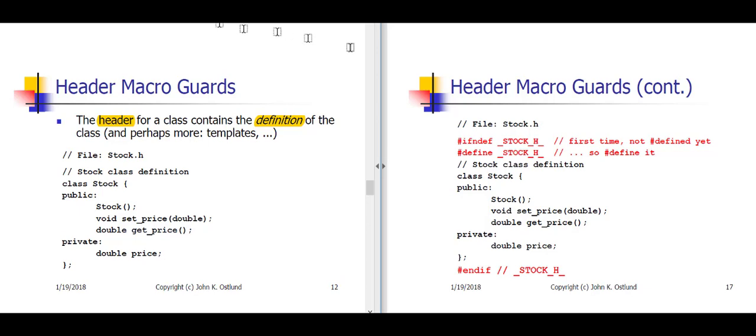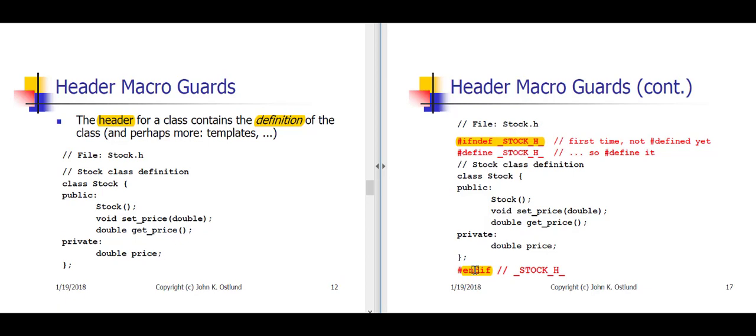So to get around this problem, what we'll do is put an if-and-def at the beginning of the code contained in our header. We're saying if this token _STOCK_H_ has not been defined, then pass along to the translation unit all of the statements from the pound-define statement up to but not including the end-if statement.